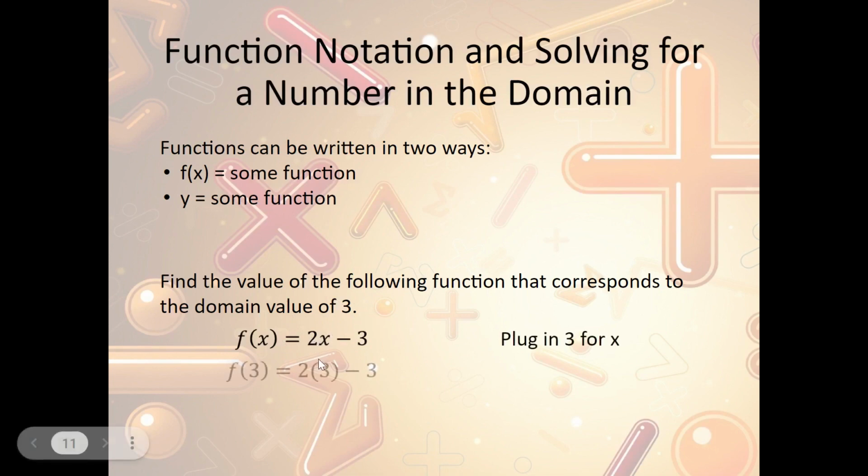So this becomes 2 times 3 minus 3. Now I solve, so I'm going to multiply 2 times 3, and I get 6. 6 minus 3 is 3. So when x is 3, y is also 3.